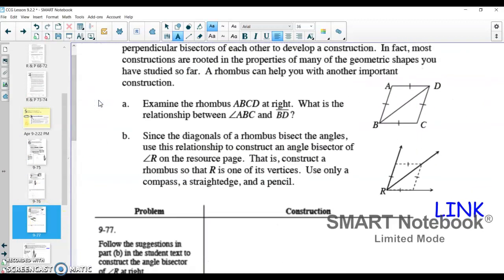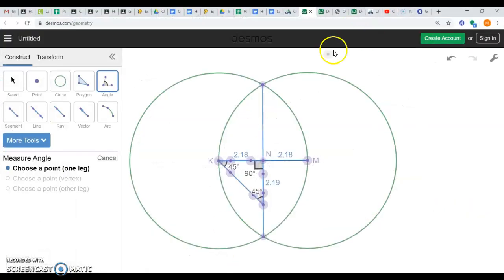All right, so then the last part here: since the diagonals of a rhombus bisect the angles, use this relationship to construct an angle bisector of angle R on your resource page. That is, construct a rhombus so that R is one of the vertices, and use only a compass, a straightedge, and a pencil. And so the first thing, let's take a look at what that looks like.